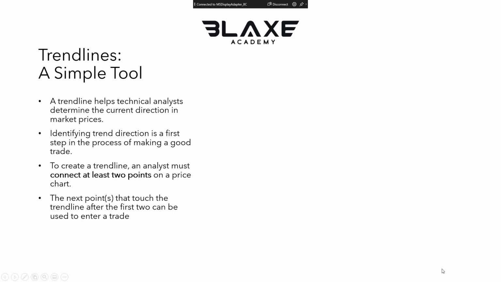A trend line is simply a line, but it's one of the fundamental tools listed in just about every book on technical analysis that exists, at least that I've ever read or encountered. And the reason is that it's easy, straightforward, and to some degree it has good effectiveness in helping technical analysts, whether they're pro or amateur, to determine the current direction in market prices, or the trend.